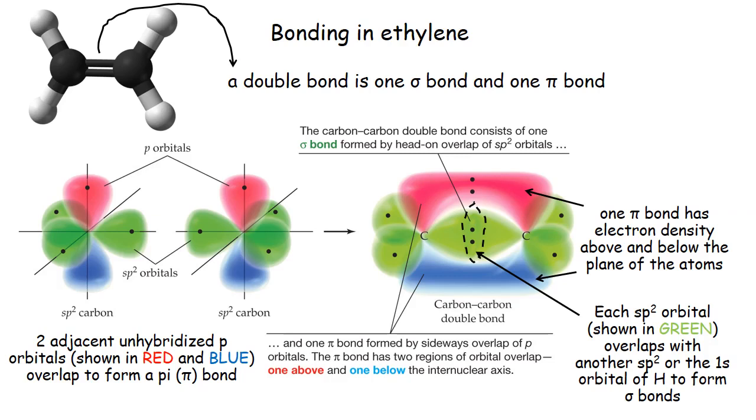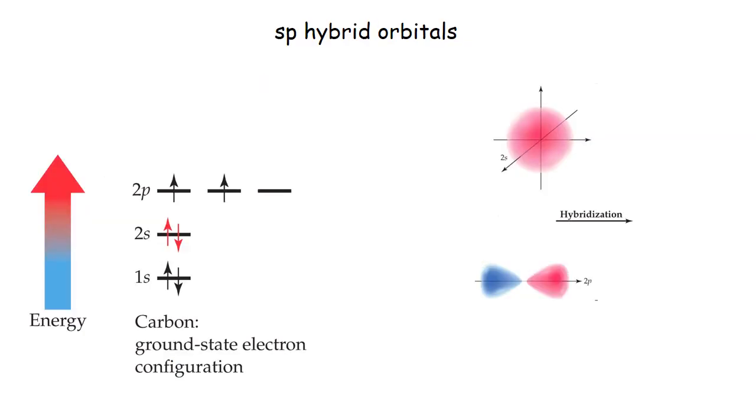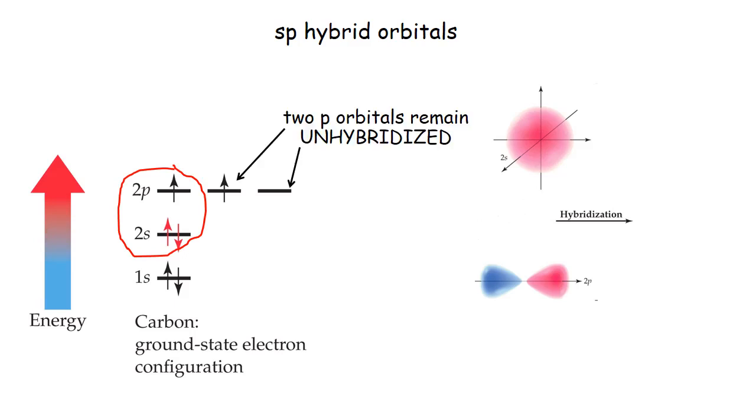Okay, so now we're going to move and talk about sp hybrid orbitals. And as you might have guessed, with a single s and a single p in the name, we only have one of the p orbitals that's going to hybridize. That means two p orbitals remain unhybridized. We're going to put the s orbital and a p orbital that you see on the right in a blender, and blend them together and hybridize them into two identical sp hybrid orbitals.